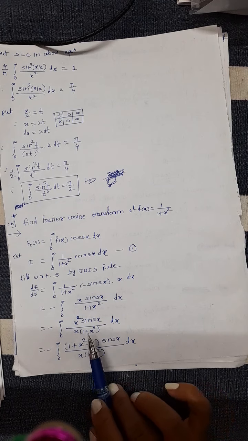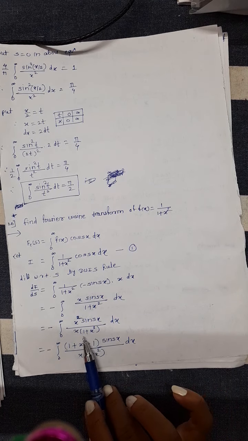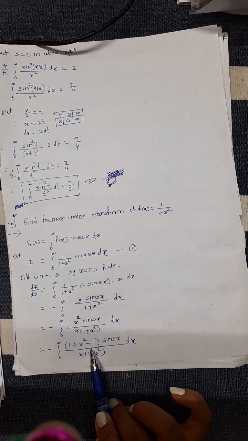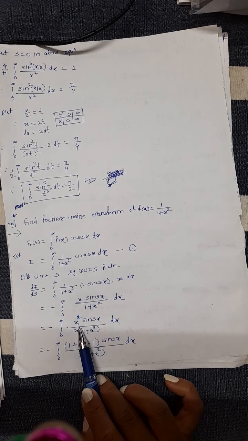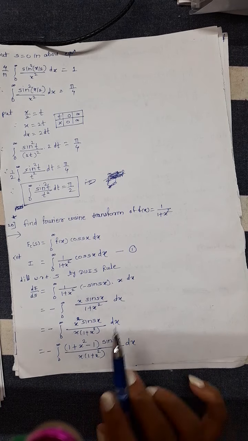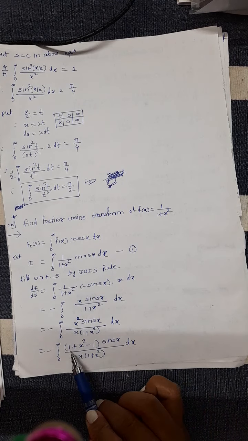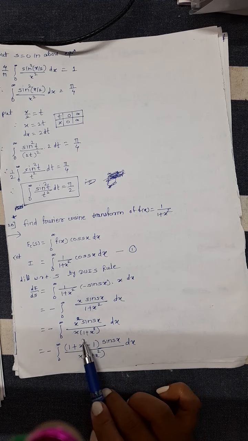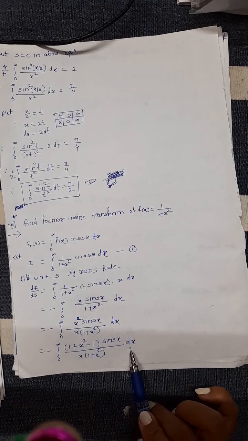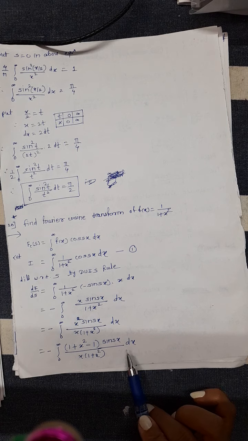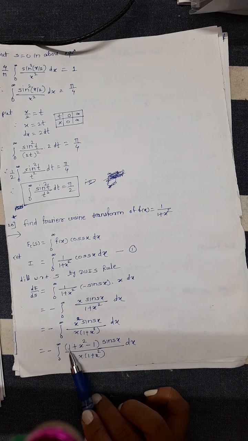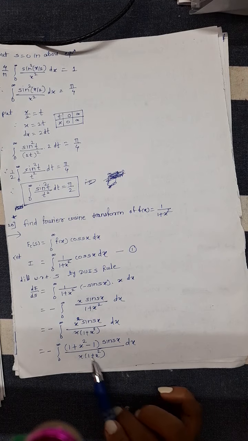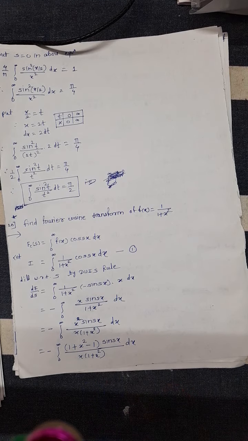Now adjust this term in the numerator to get 1 plus x square. For that we have to add 1 and subtract 1 in the numerator to this x square only, with sin sx as it is. That's why it becomes 1 plus x square minus 1, sin sx upon x into the denominator as it is, dx. Now what we are going to do is take one term and the other term, and we are going to separate out these denominators.